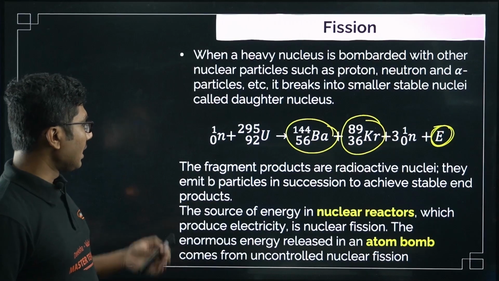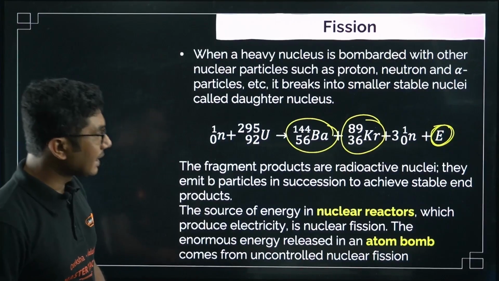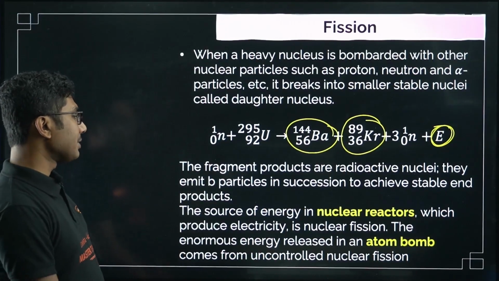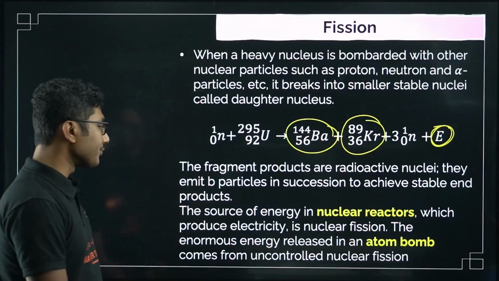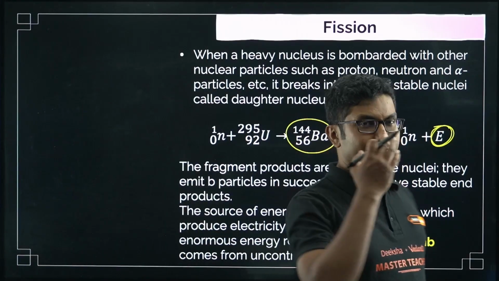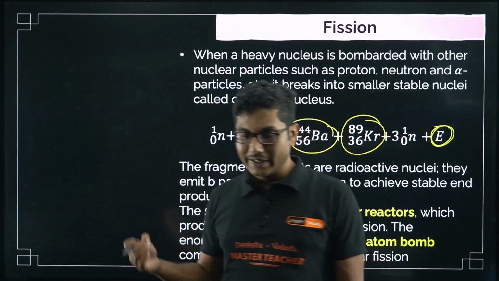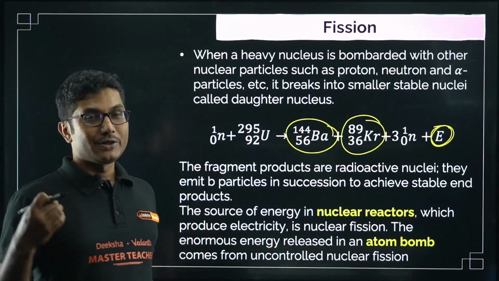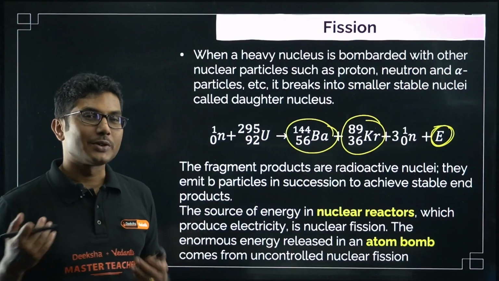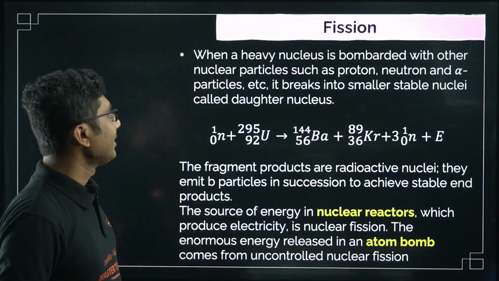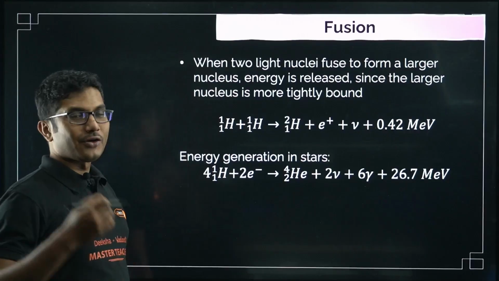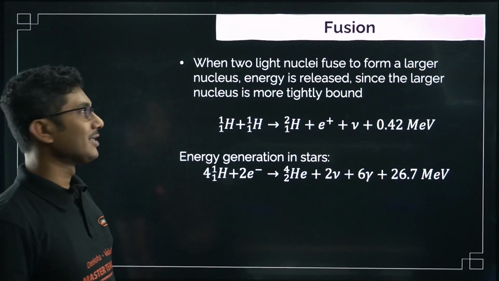Next, the source of energy in nuclear reactors which produce electricity is nuclear fission. The enormous energy released in an atomic bomb comes from uncontrolled nuclear fission. So as I said, if science is used in a controlled way, it is constructive. If you use the same science in an uncontrolled way, it can be super destructive. So whenever you are doing some study in future, always try to use science constructively.